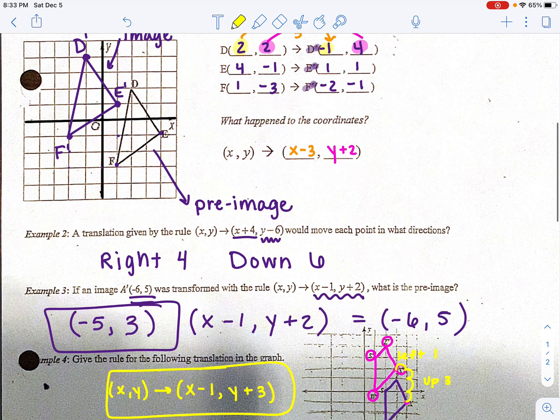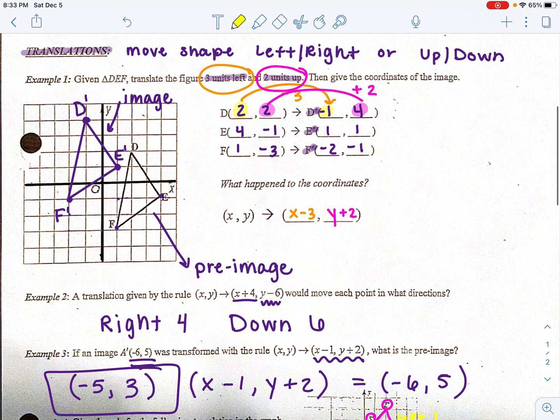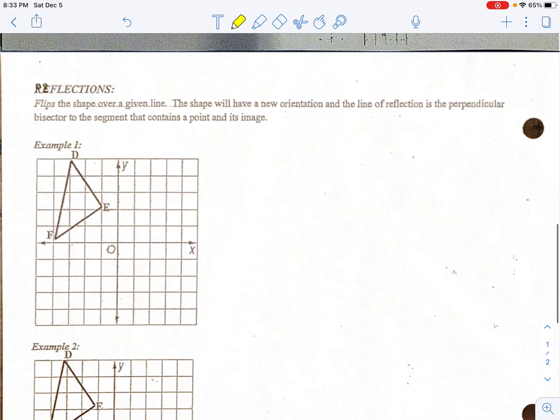All right, so that is translations, moving it up, down, or left or right. The second one we're going to be looking at today is reflections. A reflection is actually going to be flipping the shape over a given line. That line is called the line of reflection. Okay. So we're going to be looking at the line of reflection, and I'm actually going to highlight the line of reflection so I can see it a little better on all of these.